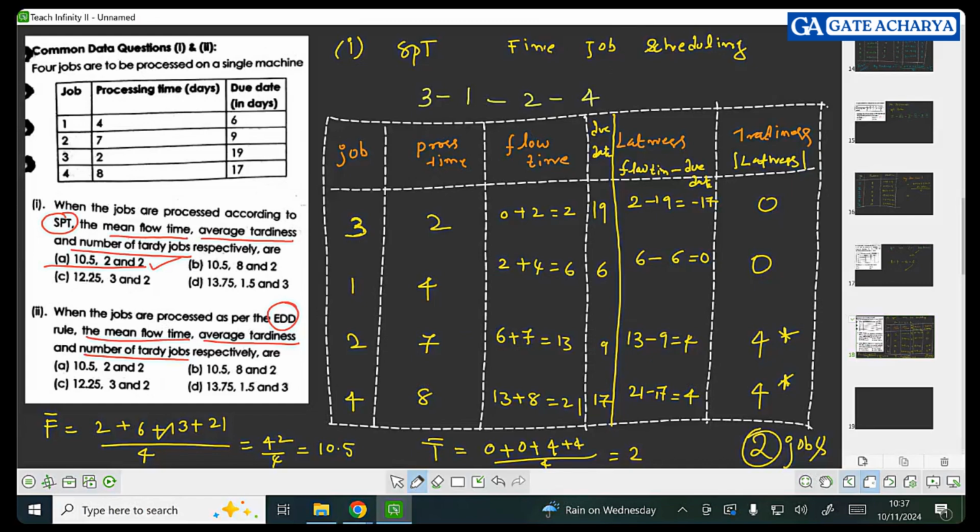Very good. Now I just want to make sure that others also join. Next we'll go for Johnson's rule. Finished now?